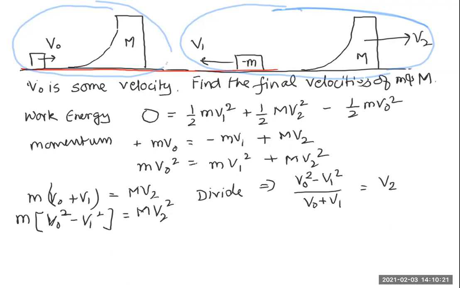तो ये v0 स्क्वायर माइनस v1 स्क्वायर को कैसे लिख सकते हो आप? V0 minus V1 into V0 plus V1। फैक्टराइज कर सकते हैं ना अपन। तो एक चीज कैंसल हो जाएगी, जो चीज बचेगी वो है v0 minus v1. So now you have two equations, mv0 is equal to minus mv1 plus Mv2, and the other equation that you have is v0 is equal to v1 plus v2. Now please solve and tell me the values of v1 and v2.